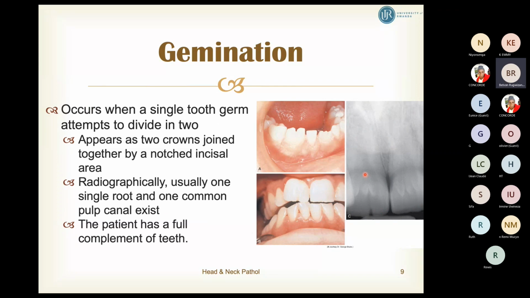So germination occurs when a single tooth germ attempts to divide into two. So they have one root and one common pulp exist.